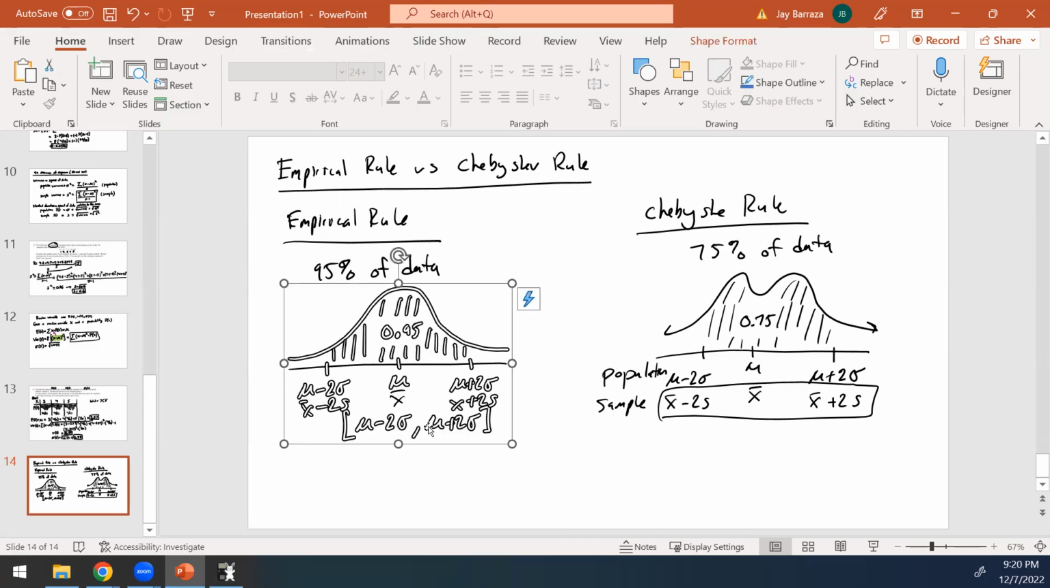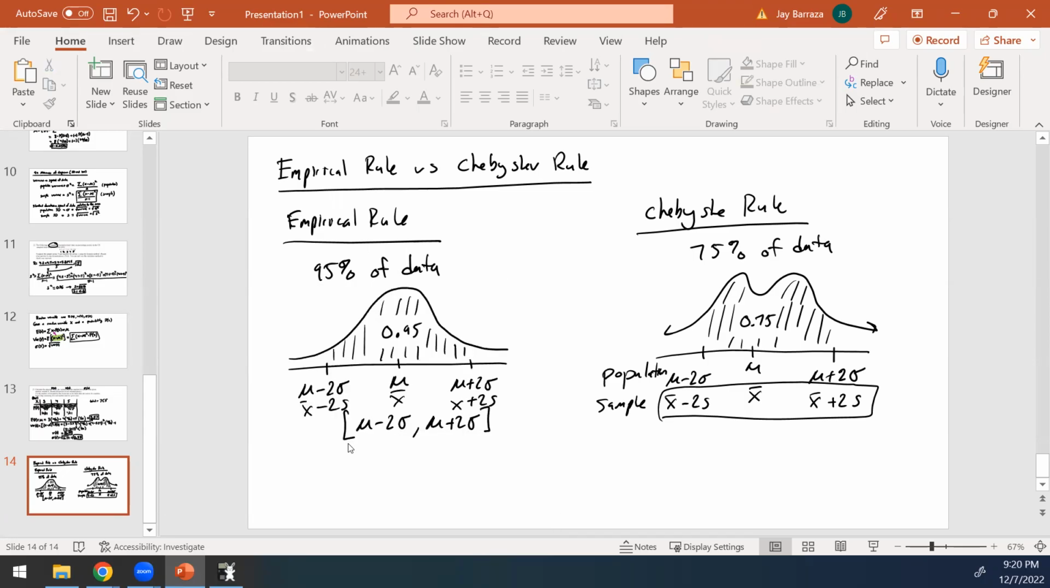Actually, can I move this? Nope, doesn't let me. I'm gonna write it down here.